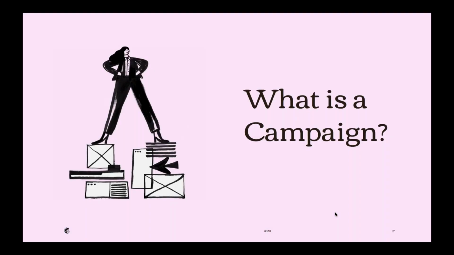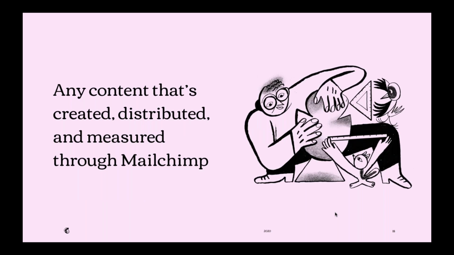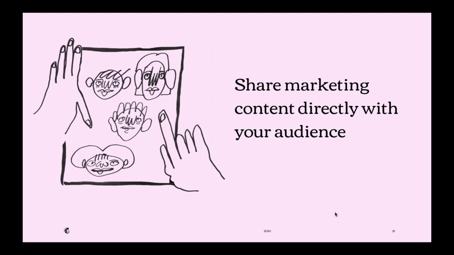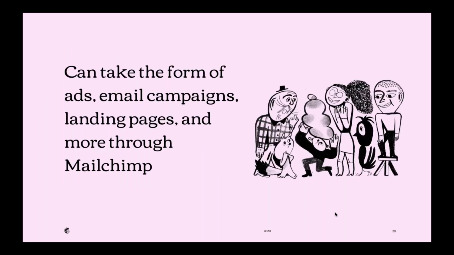Next up, what is a campaign? A campaign is any content that's created, distributed, and measured through Mailchimp. These campaigns are a way to share marketing content with your audience, whether it's a monthly newsletter or an upcoming sale. Most people think of campaigns and immediately think of email, but campaigns also include recurring email series called automations, landing pages, ads, and more.